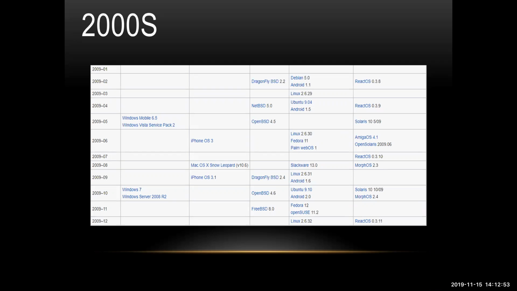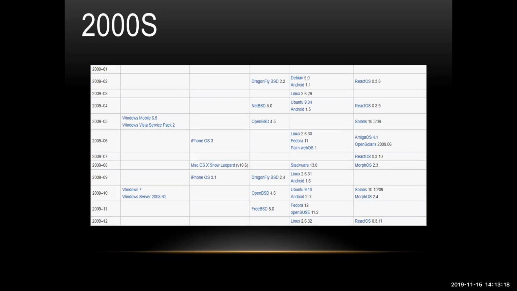And then we also had AmigaOS 4.1, OpenSolaris 2009.06. Then July, we had ReactOS 0.3.10, and then Mac OS X Snow Leopard, and Slackware 13.0. And then MorphOS 2.3.